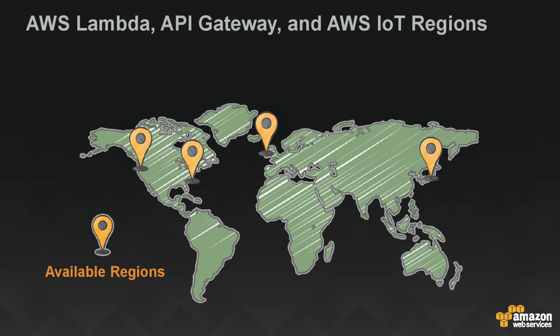And finally, we added support for the Tokyo region for API Gateway, which gives us now a complete trio of IoT, API Gateway, and Lambda in each of these 4 regions: Tokyo, Dublin, and US East and West. So we've got a complete stack of all 3 of those in each of those 4 regions now.